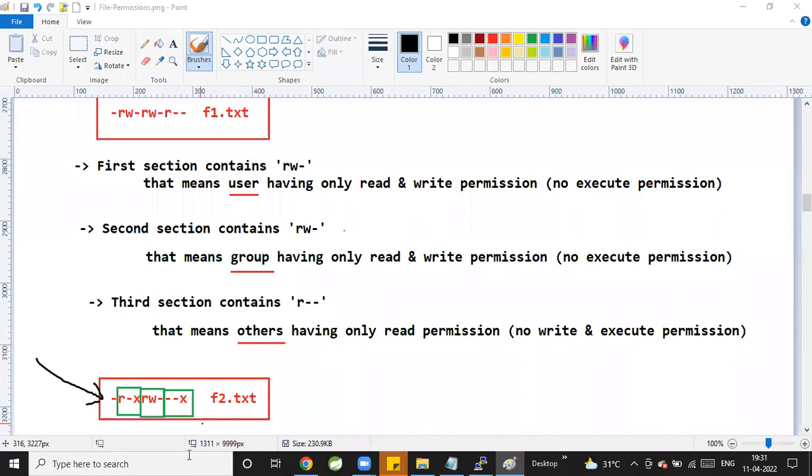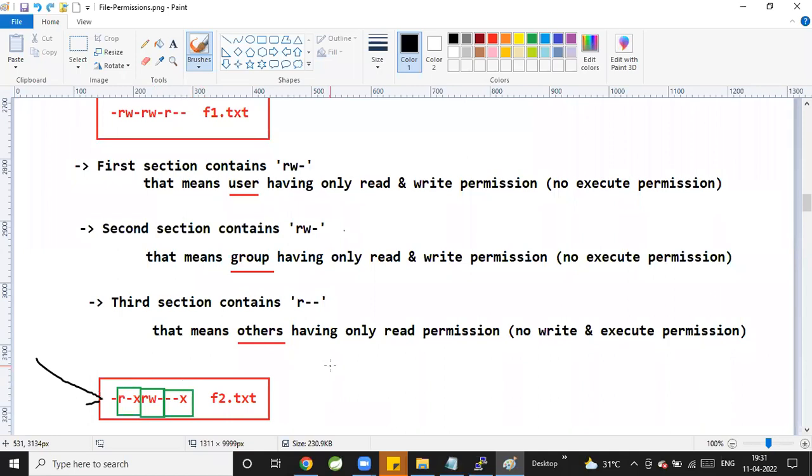Mahesh, you are wrong, man. See, r-x: user having read and execute. That means read permission is there, execute permission is there for the user. Second section, group section, rw-: group having read and write, no execute. Third section: others having only execute permission.